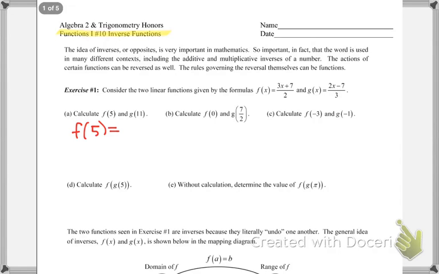So f of 5 is 11. We do g of 11, so let's store 11, plug it into our function g. It equals 5.